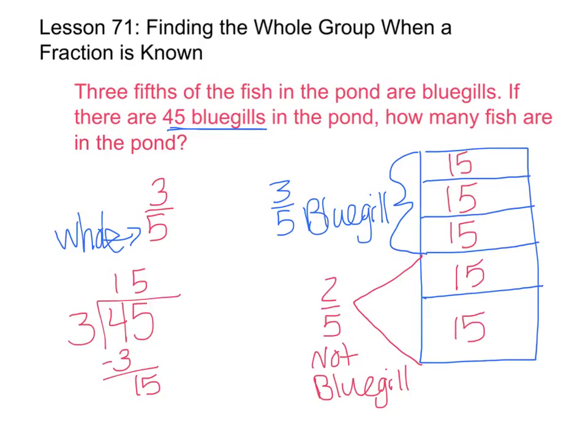So now we can see how many fish are in all. We know that 3 is equal to 45. These 3 will add up to 45. So now we just need to add 15 and 15, get 30, and we need to add 30 to 45 to get the total number of fish. 45 plus 30 equals 75 fish total. Let's take a look at example 1.